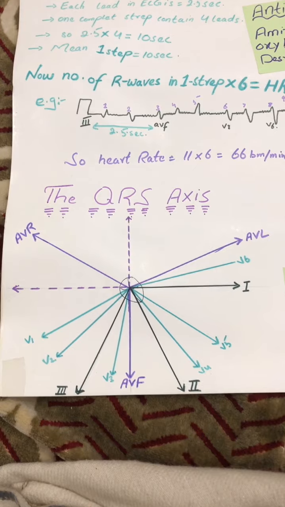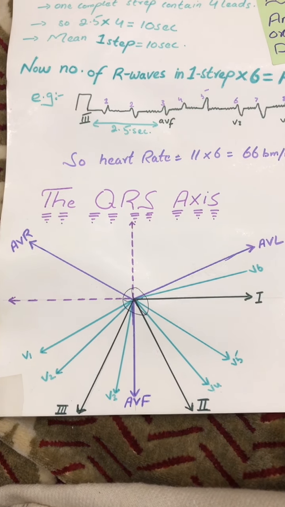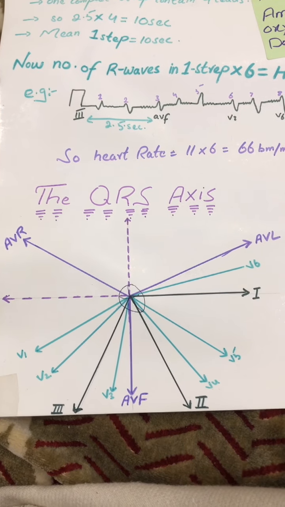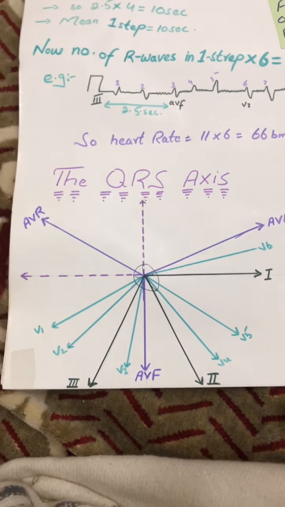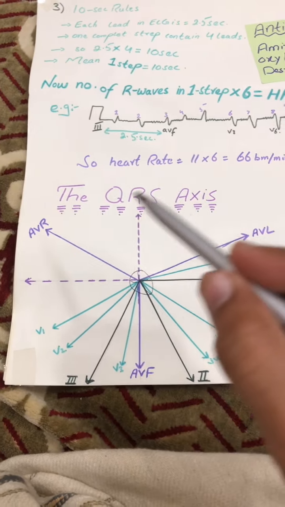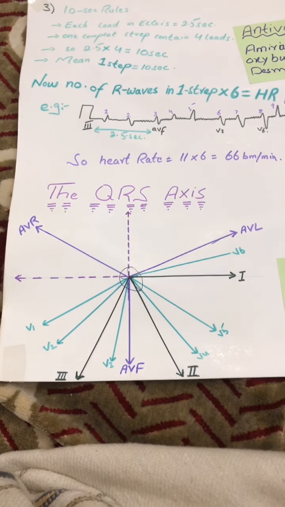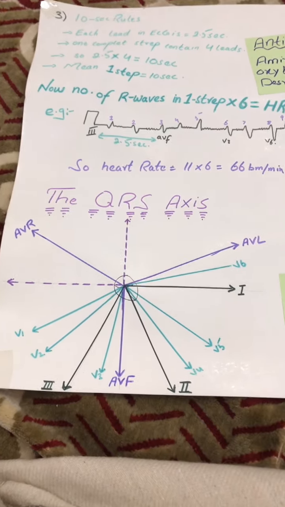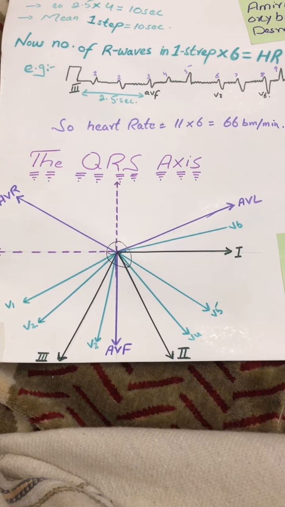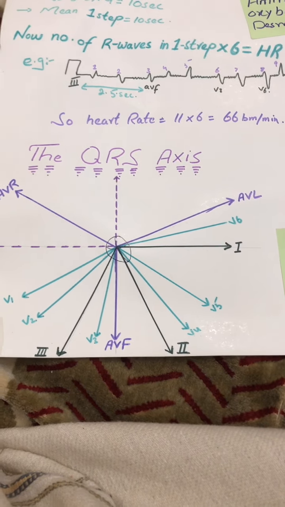Now we are jumping to the last topic of this first lecture of the ECG, which is Einthoven's triangle. Okay, so Einthoven's triangle looks really scary. Look at this. And it's scary because most of the students just try to mug it up. Okay, but we're not gonna do anything like that.